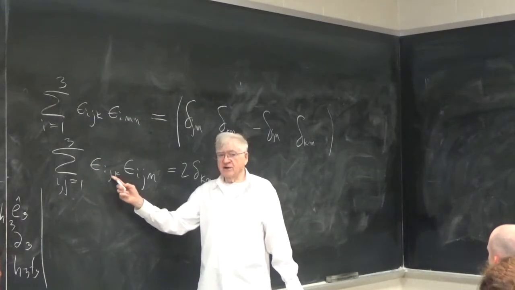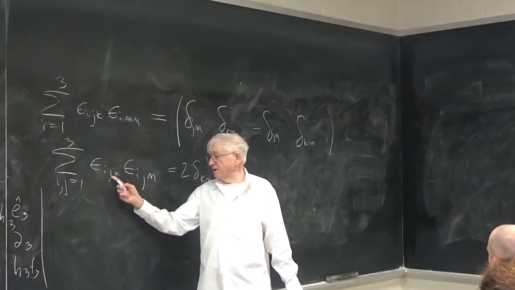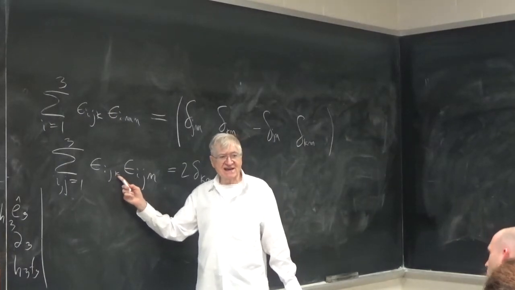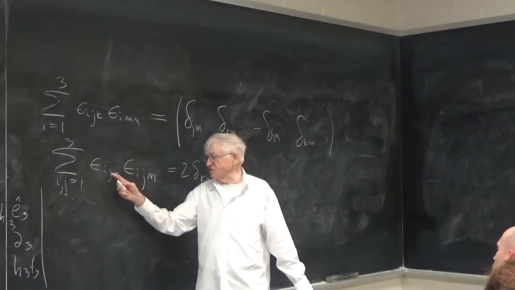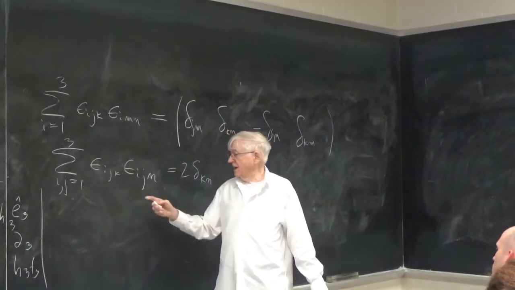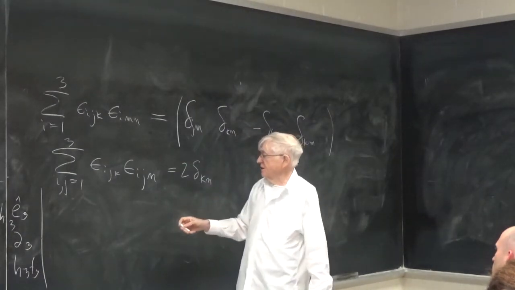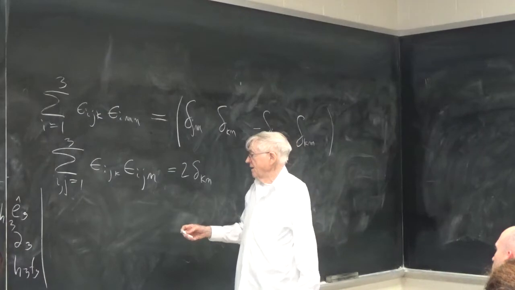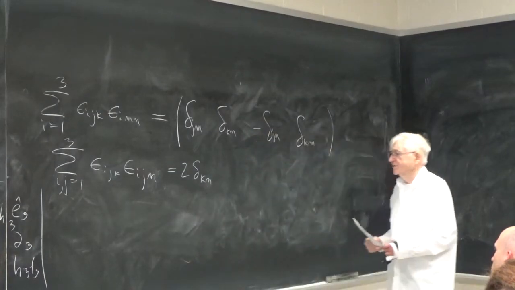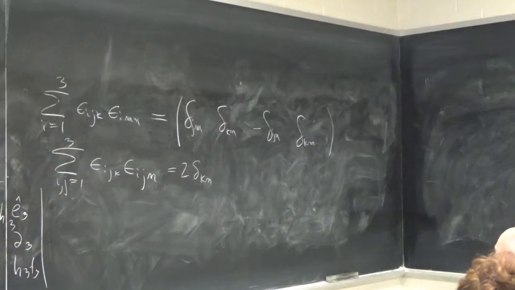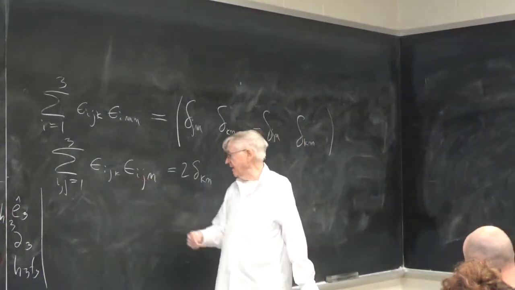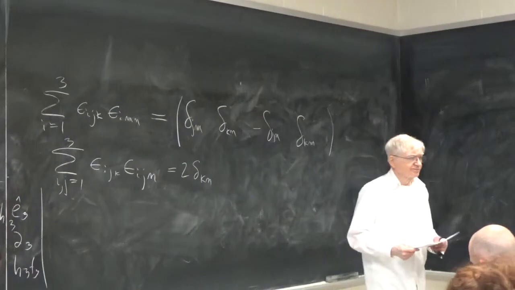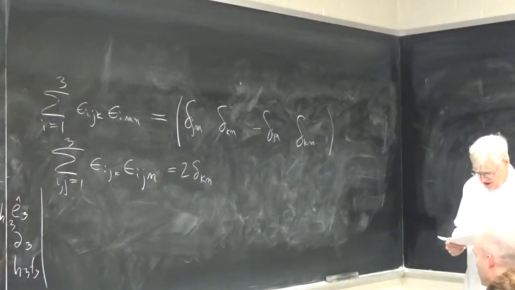suppose i and j are two different integers between 1 and 3. Then this is going to be 0 unless k is the other one. So if this is 1, this is 2, this has to be 3. If this is 2 and this is 3, this has to be 1, and so forth. And so you wind up with this: the only way it can work out is for k equal to n, and then it works out twice. So that's how it works.